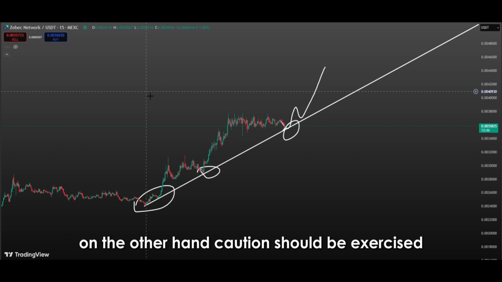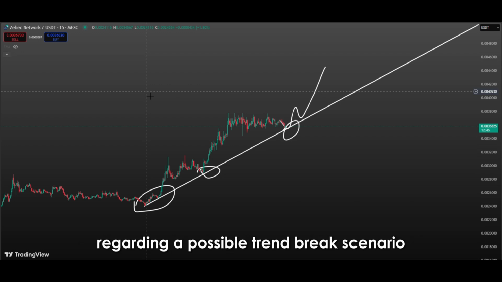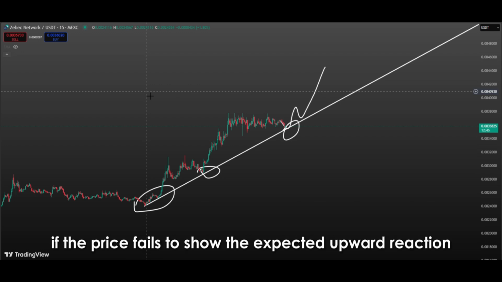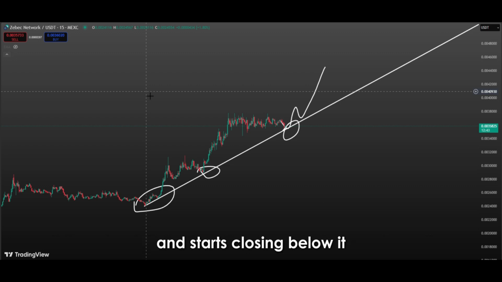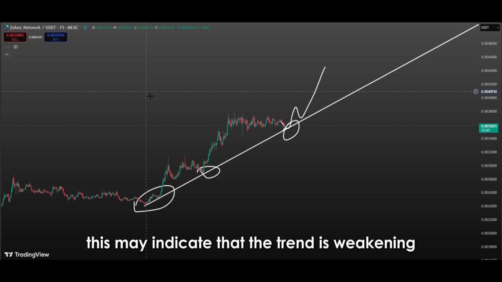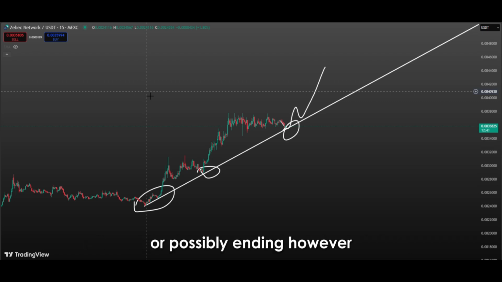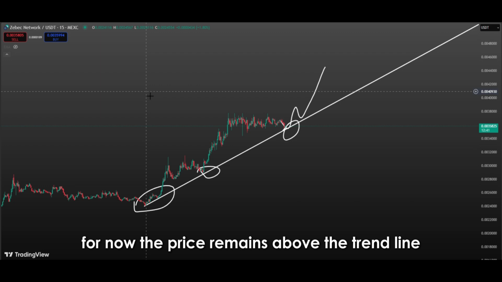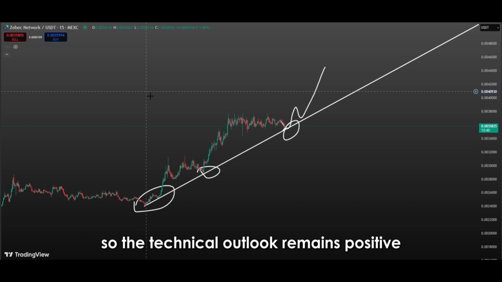On the other hand, caution should be exercised regarding a possible trend break scenario. If the price fails to show the expected upward reaction after touching this trend line and starts closing below it, it could paint a negative technical picture. This may indicate that the trend is weakening or possibly ending. However, for now, the price remains above the trend line, so the technical outlook remains positive.